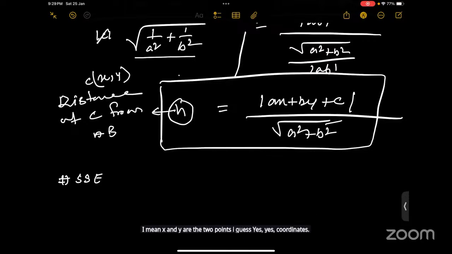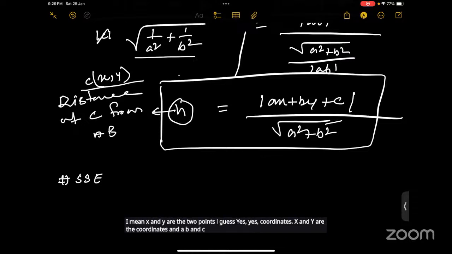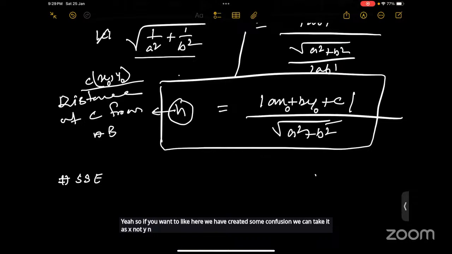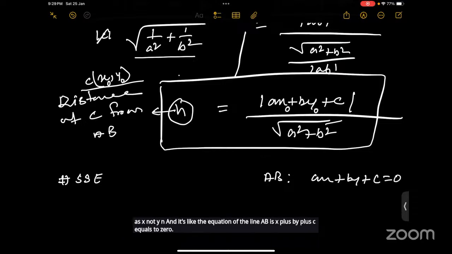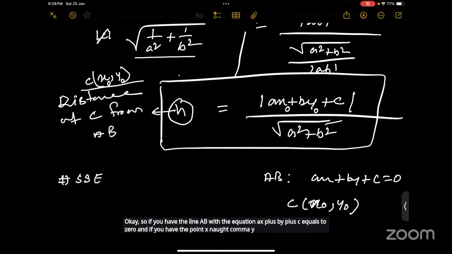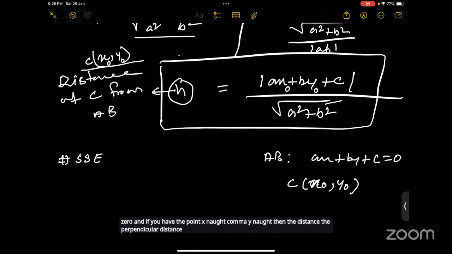X and Y are the coordinates, and A, B, and C are from the equation of the line. Here we have created some confusion. We can take it as x naught, y naught, and the equation of the line AB is ax plus by plus c equals 0. So if you have the line AB with the equation ax plus by plus c equals 0, and the point x naught, y naught, then the perpendicular distance from the point to the line AB is nothing but this. Okay? It's enough.